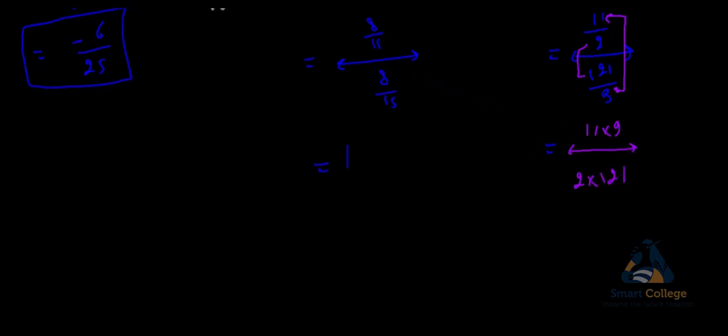Can we simplify? Yes, we can. 11 and 121. 121 is 11 squared, as we saw before. So it's 11, and here is 1. Now 1 times 9 is 9, 2 times 11 is 22. So the final answer is 9 over 22.